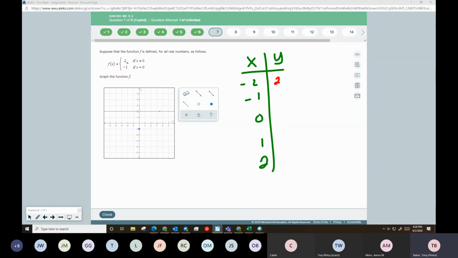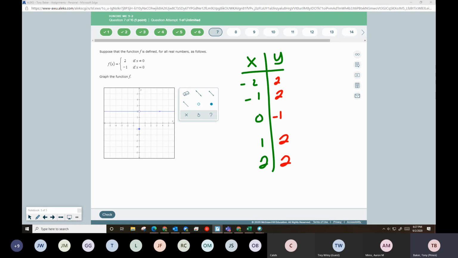The answer for -1 is in this one still, so the answer is still 2. 0 is here, so the answer is -1. 1 is in that first one, so the answer is 2. 2 is in that first one, so the answer is 2. That's why that line goes all the way across, because every other number except for 0 is 2. And that's why there's an open circle right at that 0, because when x is 0, which is on the y-axis, it doesn't work. And the real answer is not at -1. So that's why we drew it that way.